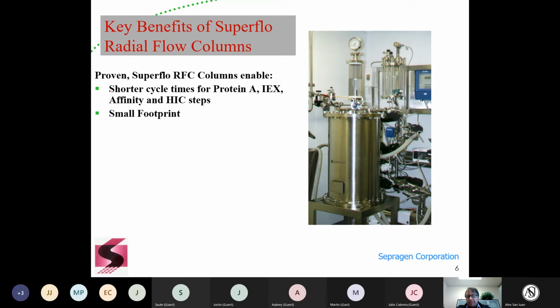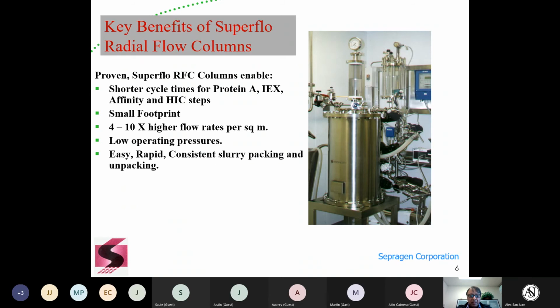Small footprint. You don't need large footprints. These columns have very small footprints. And typically, per square meter of area, you can get 4 to 10 times higher flow rates. So without having to change out your resins, change out your process, very simply by changing out just the column, you can get orders of magnitude. You're not talking about a 10, 20% increase in productivity, but an order of magnitude or multiple increase in productivity. Operating pressures are low, which is very useful because pressure drops are a bane in large-scale processing.